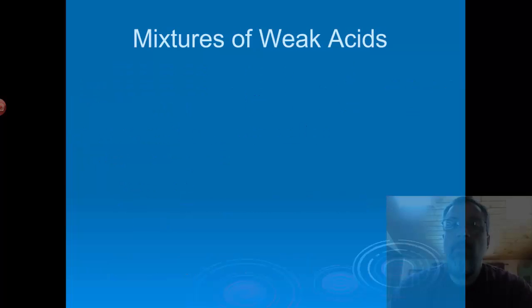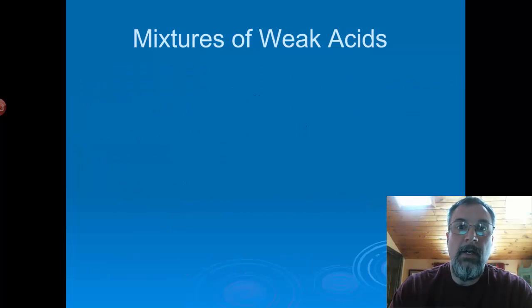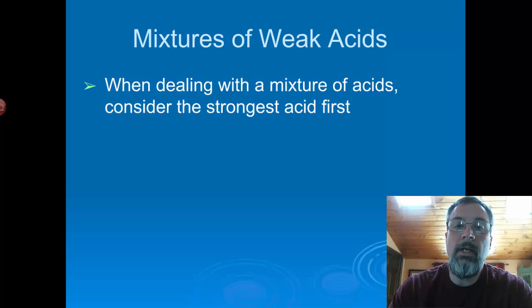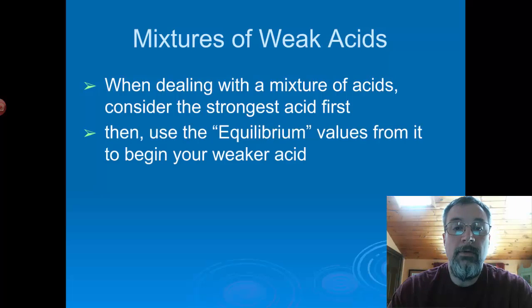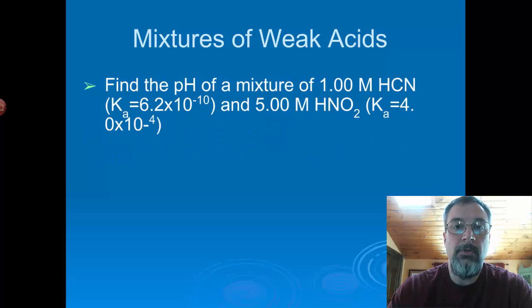What if you have mixtures of weak acids? You've got a couple of weak acids mixed together and you want to find the pH. Well, then you have to figure out which one is the strongest of those, and you can do that by looking at the Ka value. And then you use the equilibrium values from that as initial concentrations for your weaker acid. So it's actually a two-stage equilibrium problem. We'll do an example. You'll see what I mean.